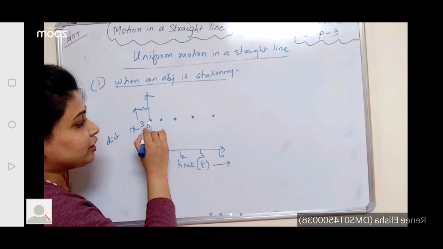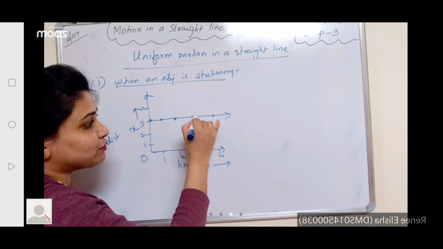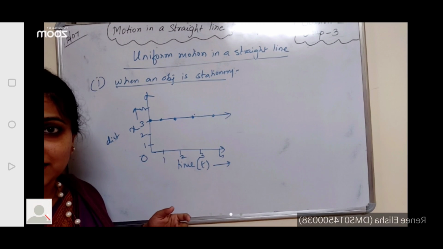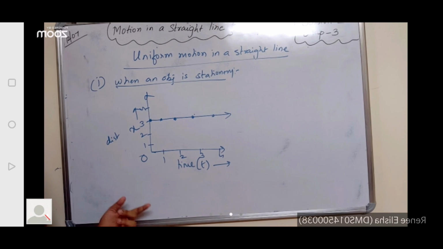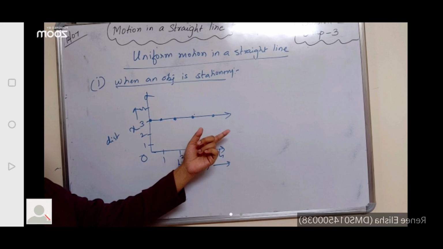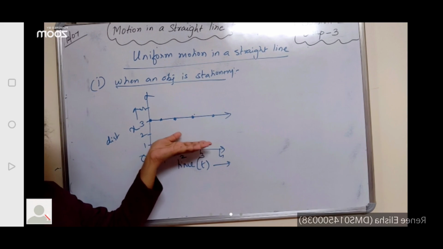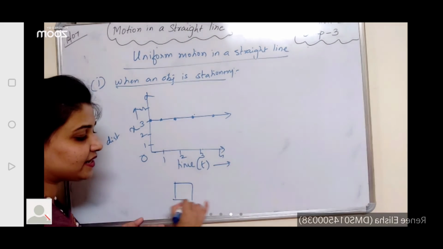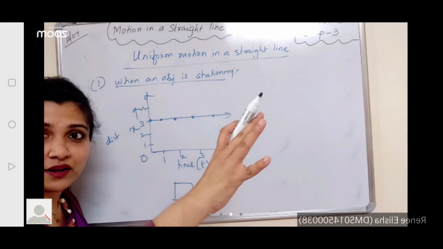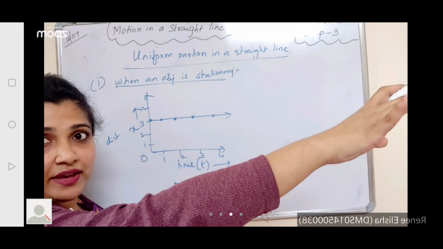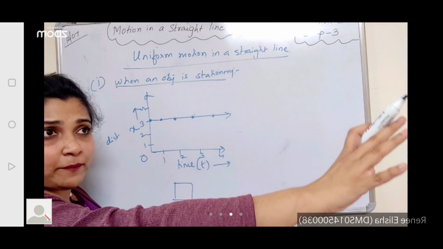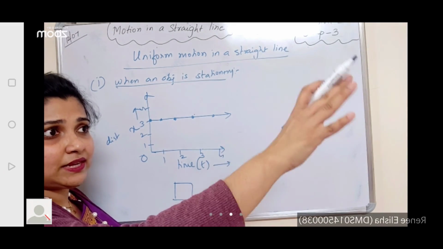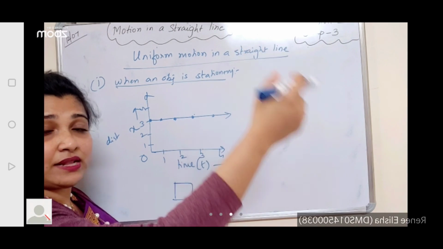So for stationary objects, I will get a straight line which is parallel to the time axis. Therefore, we say that this distance will remain unchanged with the passage of time. It's not changing at all because it's a stationary object. Stationary means which is at rest, an object which is not moving, like a truck. Suppose one truck stood around 3 meters from the reference point. 1 hour passed, 2 hours passed, 3 hours passed, 4 hours passed, 1 day passed, it is still there only.